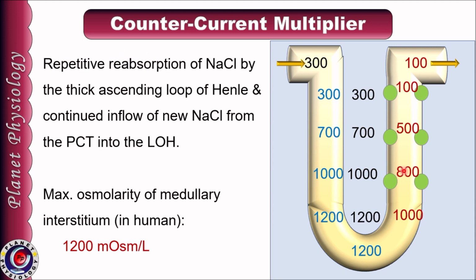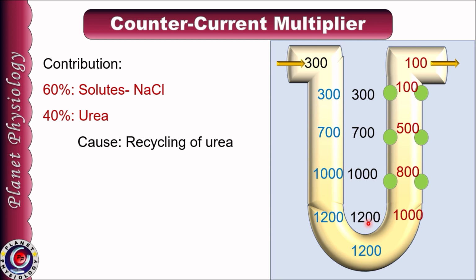This repetitive reabsorption of sodium chloride by the thick ascending limb of loop of Henle and continued inflow of new sodium chloride from the proximal convoluted tubule into the loop of Henle is called the countercurrent multiplier mechanism. This process creates a maximum of 1200 milliosmoles per liter osmolarity of the interstitium at the tip of loop of Henle. This is the maximum osmolarity that can be achieved in the renal medullary interstitium in humans. Why is there this limit? We shall discuss this part in the end.